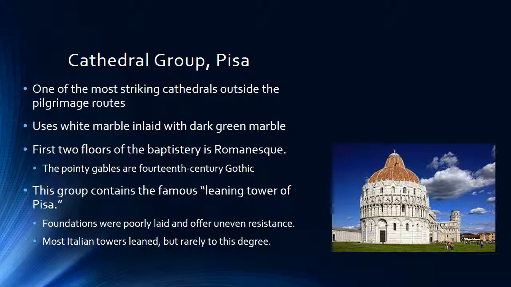The Cathedral Group in Pisa, Italy. One of the most striking cathedrals outside the pilgrimage routes. It uses white marble inlaid with dark green marble. The first 2 floors of the baptistery are Romanesque. The pointy gables are 14th century Gothic.